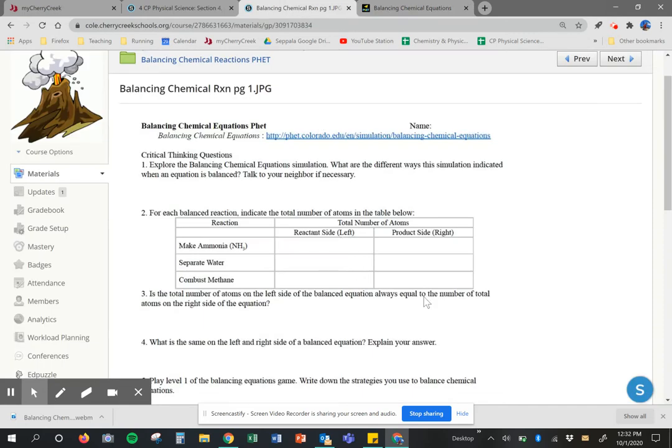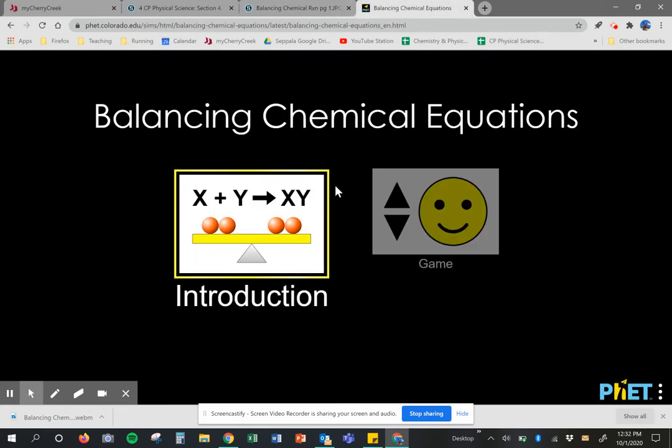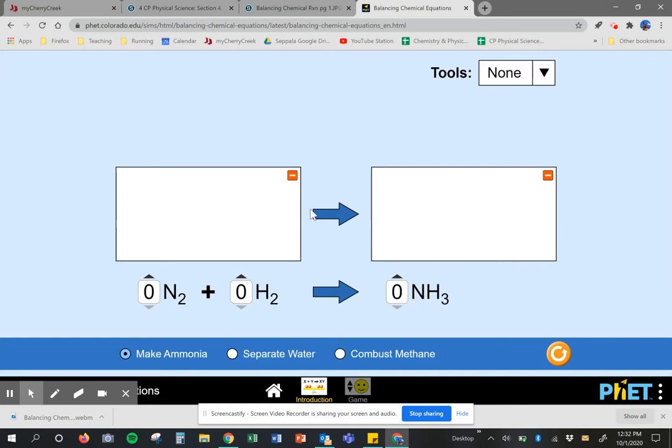Please, I'm going to hit pause right now. Take a couple of seconds to get this page out and to get a writing utensil. Pause. And we're back. We've all got this page out. That's excellent. I'm going to go here, and I'm going to go to Introduction.